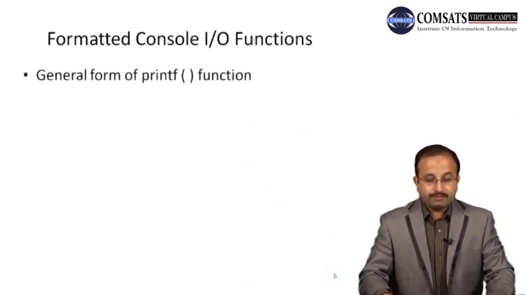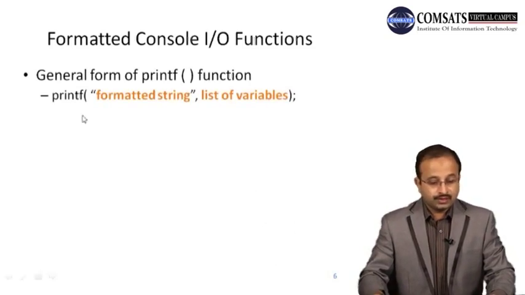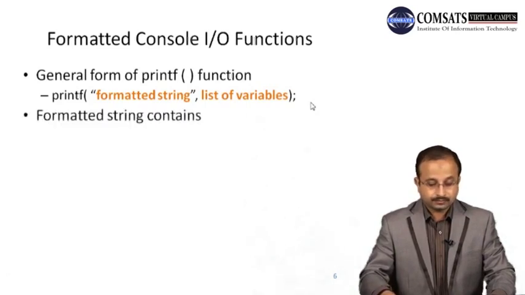So the general form of the printf function is: formatted string and the list of variables. The things in red, you have to replace. Here you write the formatted string, any string that is going to be displayed, and you have the list of parameters. If you want to display the value of a parameter in the formatted string, you have to mention those variables in the list of variables while calling the printf function. Okay?